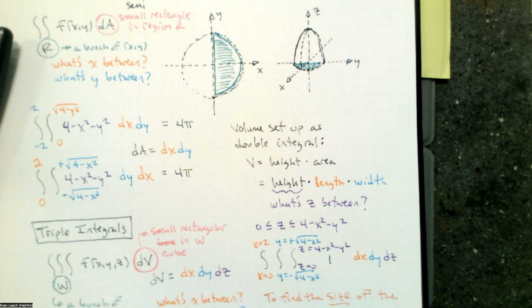Any questions? So for double integrals, we were like, what's x between and what's y between? For a triple integral, we just keep going. What's x between, what's y between, what's z between?